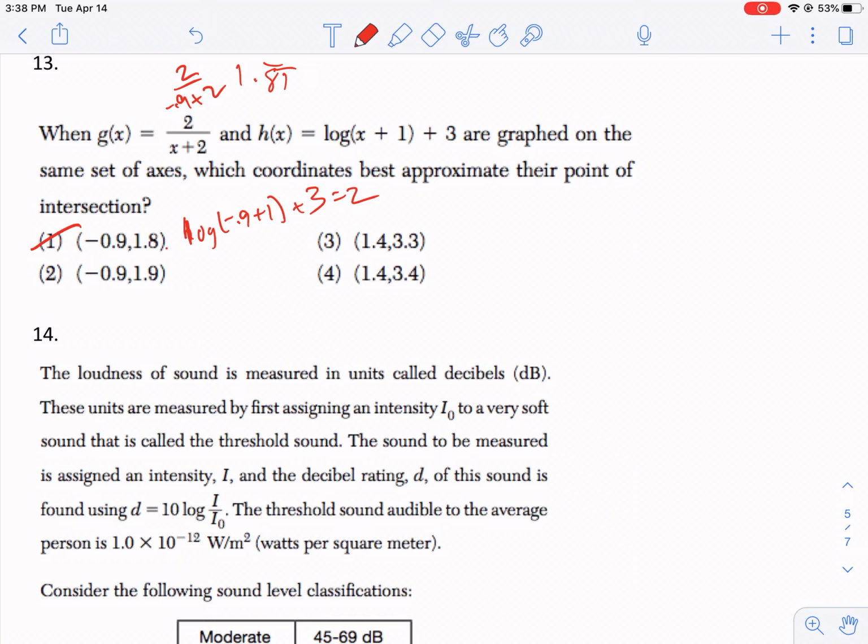Let's check number 3. 2 divided by 1.4 plus 2 versus the log of 1.4 plus 1 plus 3. Alright, so 2 divided by parenthesis 3.4. I'm getting 0.58. Oh, that's not even close to being the right answer. So it can't be that one. It's got to be number 2. It's got the closest set of points.